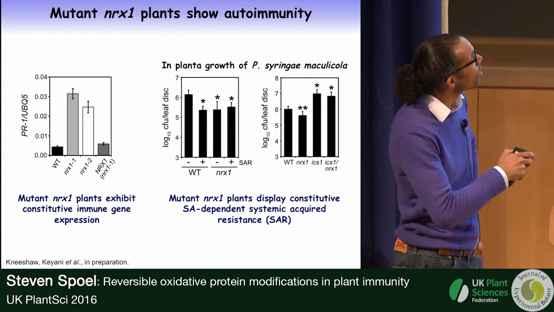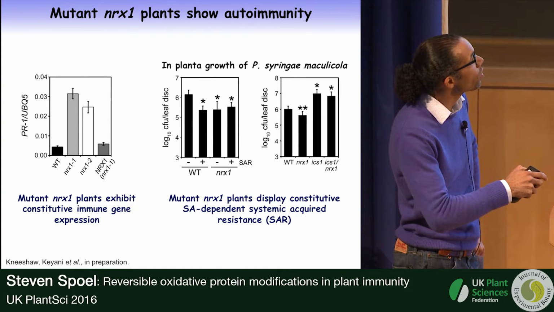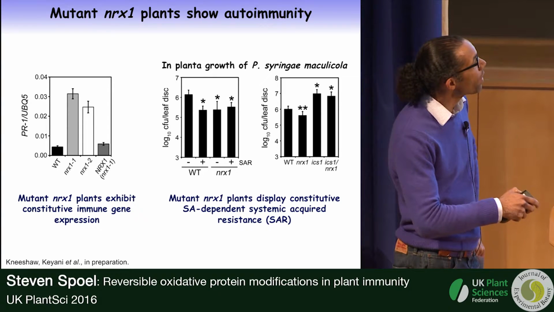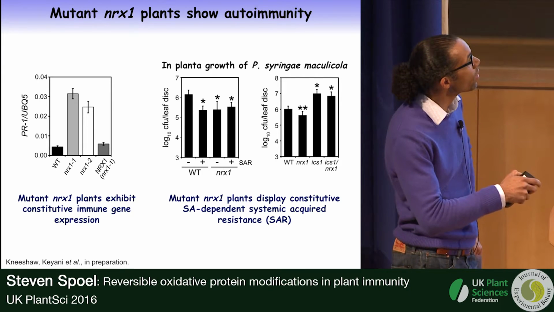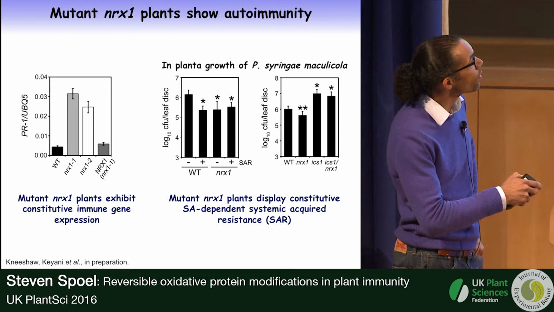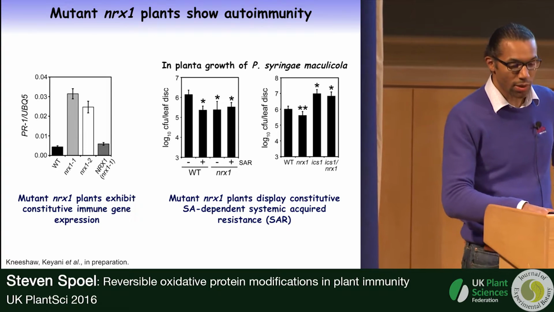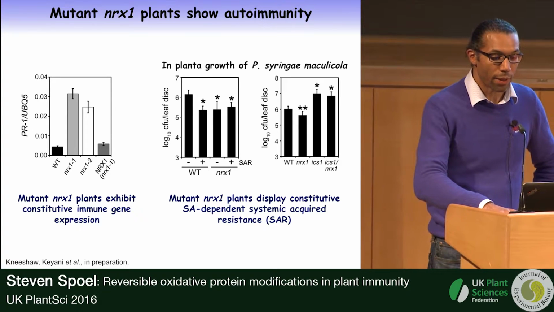Associated with that constitutive immune gene expression, we see also constitutive immunity. So again, here you're looking at pathogen growth, Pseudomonas growth, on wild-type plants, and plants that have been induced for immunity. So you see that the immune response has been launched. But the NRX1 mutant is already quite resistant, and immunity cannot be induced any further. And that's all dependent on salicylic acid signaling in this immune response.